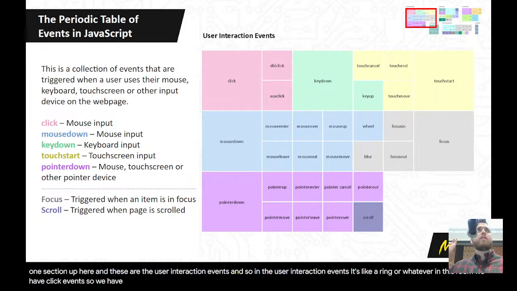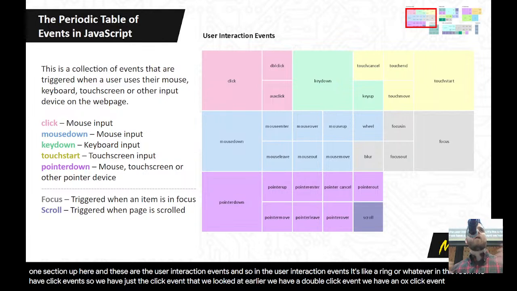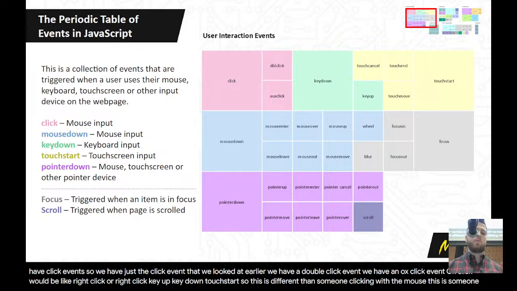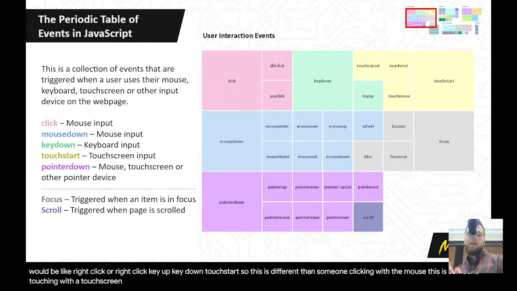So we have just the click event that we looked at earlier. We have a double click event. We have an aux click event. Aux click would be like right click. Key up, key down, touch start. This is different than someone clicking with a mouse. This is someone touching with a touch screen. And then we have something that combines a touch screen with a click event, and that is pointer down. So pointer down will capture an event from both a touch screen and from a mouse.